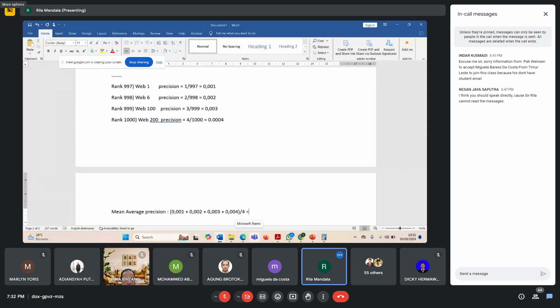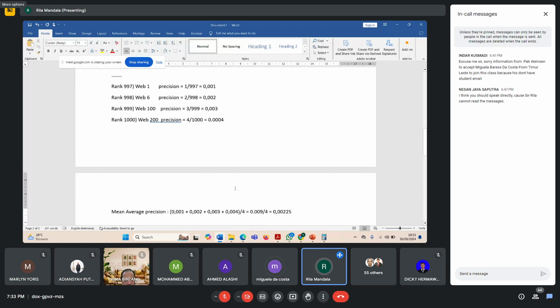This will be around 0.009, yeah, 0.009 divided by 4, which is around 0.01 divided by 4, so 0.0025, maybe like this, yeah.